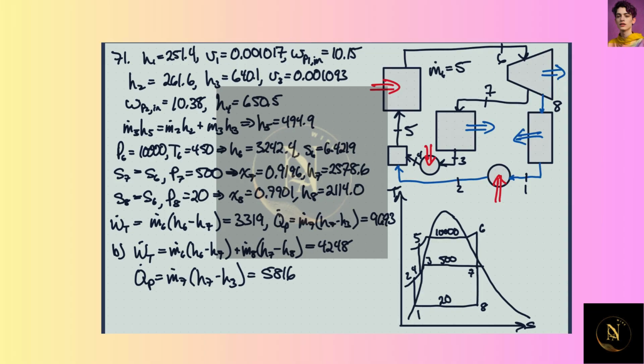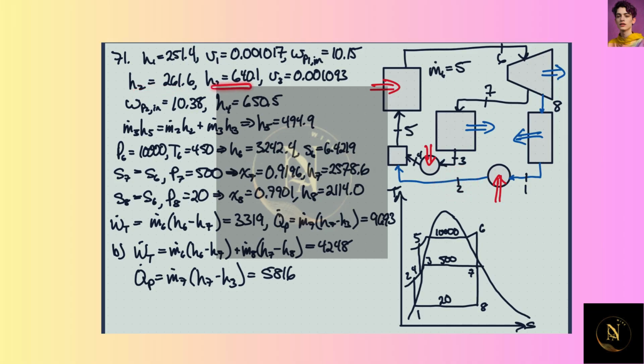10.15 kilojoules per kilogram, because we know the pressure at 2 is basically pumped up to the pressure that it would be bled off the turbine. So we know this pressure here is 500 kilopascals, and we know the specific volume. So then we know the enthalpy at 2, should there be stuff flowing through there.